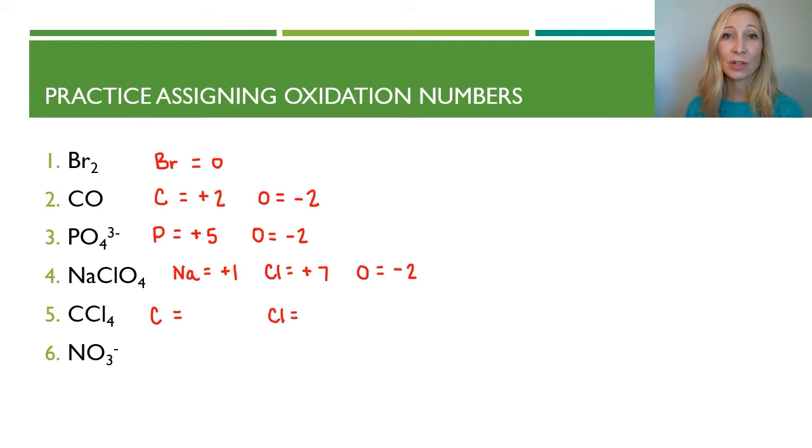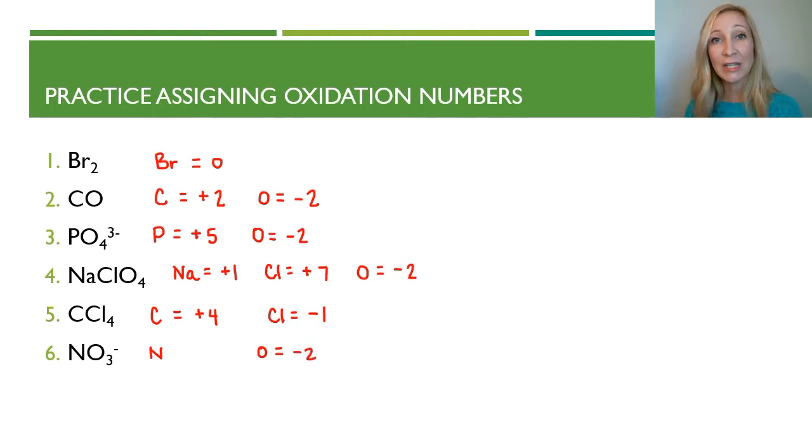In this carbon tetrachloride, we have chlorine and carbon. I'm going to assign the chlorine a -1 oxidation state, and there are 4 of them. This is a neutral compound, so the carbon has to have a +4 oxidation state.